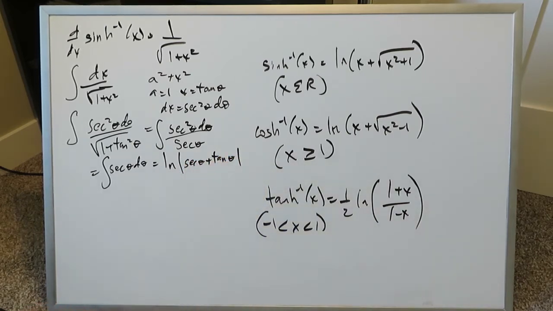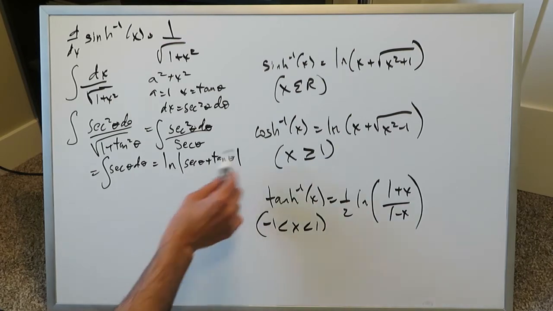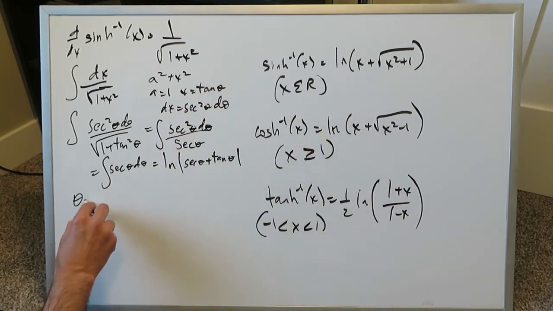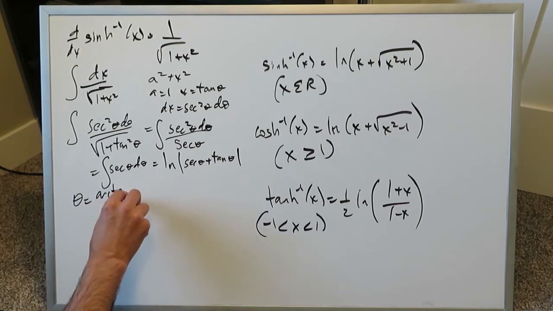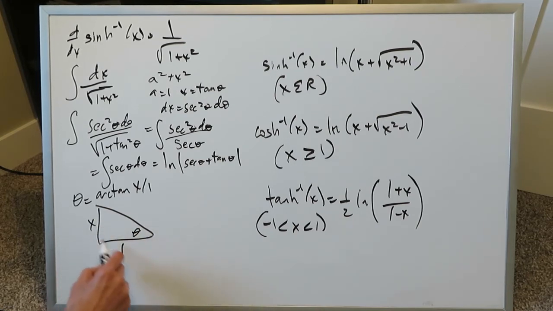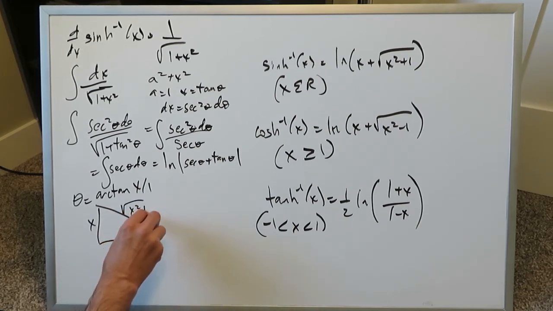We don't have to write plus c because we have to evolve this into the definition, and it's not hard. You look again right here at x is equal to tan theta, and theta here is equal to arc tan x, or x over 1. You develop a triangle. Here's your theta, here's your x over 1 for the tangent function, and then this must be x squared plus 1.